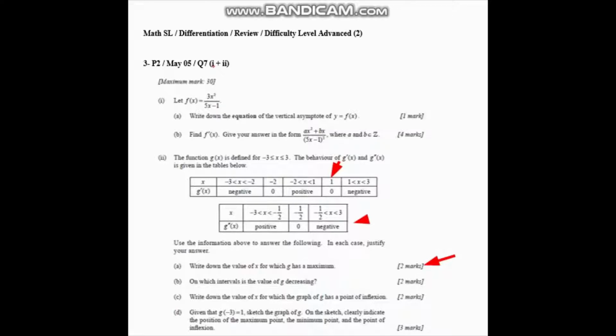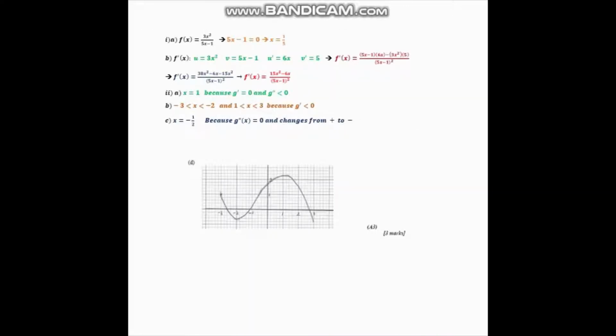For question B, on which intervals is the value of g decreasing? So the value of g shall decrease when g dash is negative. So where is g dash negative? In these two intervals, negative 3 less than x less than negative 2 and 1 less than x less than 3. So there are my answers to A and B in case you would like to copy down.